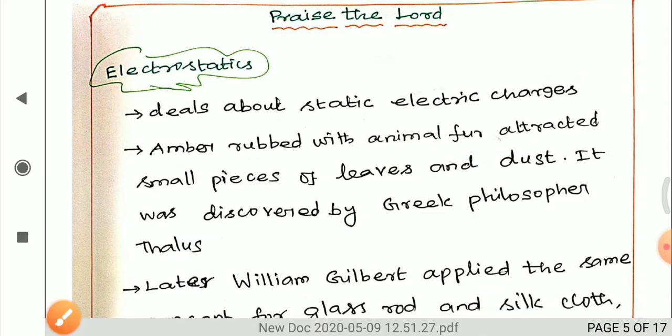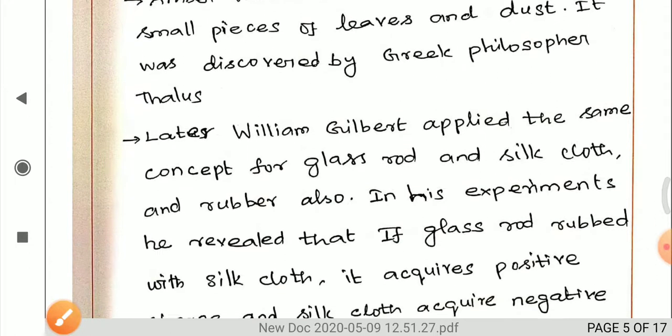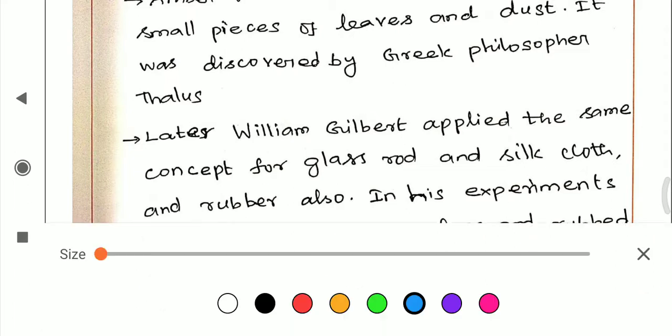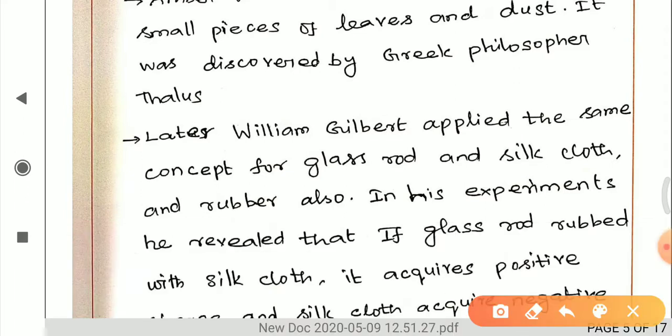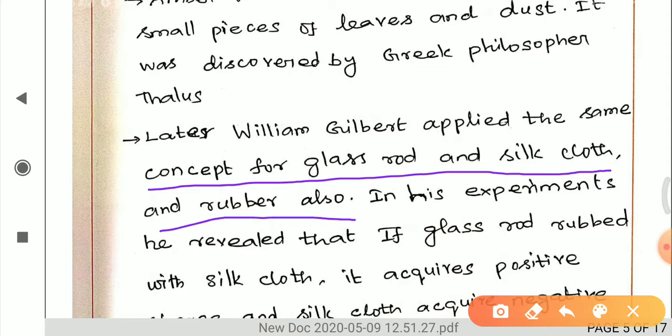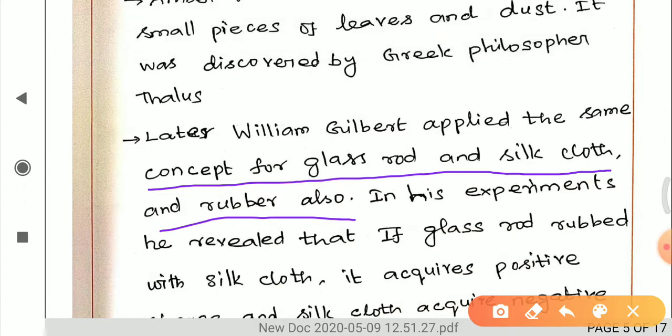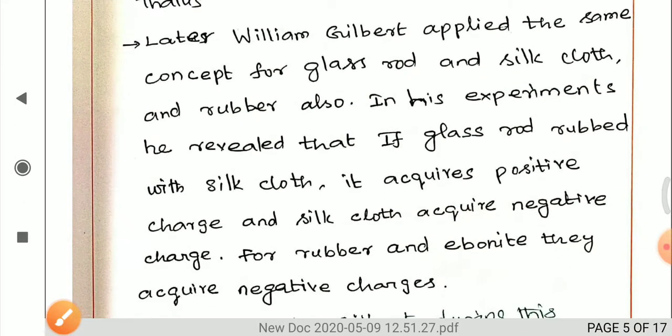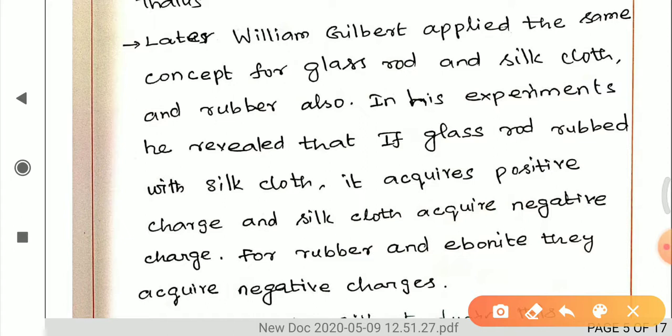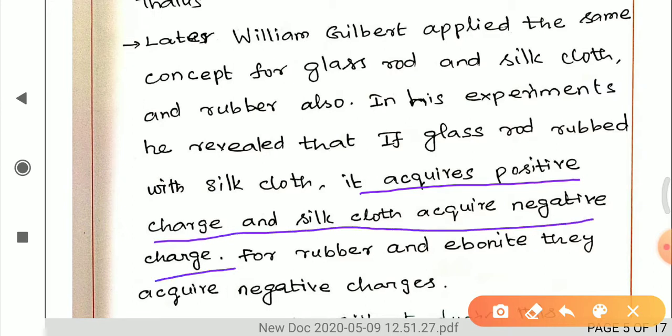After the Greek philosopher Thales, the next person is none other than William Gilbert. He found that the concept is not only for amber, it is also the same for glass rod, silk cloth and rubber. In his experiment, he revealed that if a glass rod is rubbed with silk cloth, it acquires the positive charge, and silk cloth acquires the negative charge. From this he concluded that the glass rod acquires the positive charge and silk cloth acquires the negative charge.